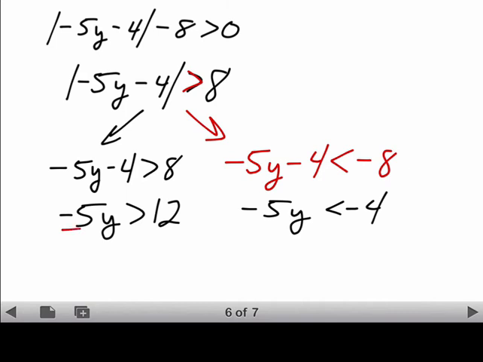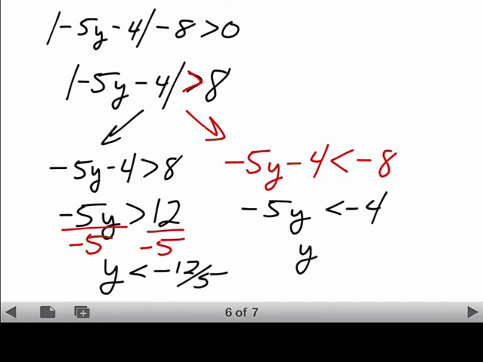Now at this point, I'm going to be dividing by a negative 5. Because this is an inequality, and I'm dividing by a negative, the inequality symbol is going to reverse, and I have y is less than negative 12/5. For the other inequality, likewise, dividing by a negative, the inequality symbol reverses. I have y is greater than negative 4/5.